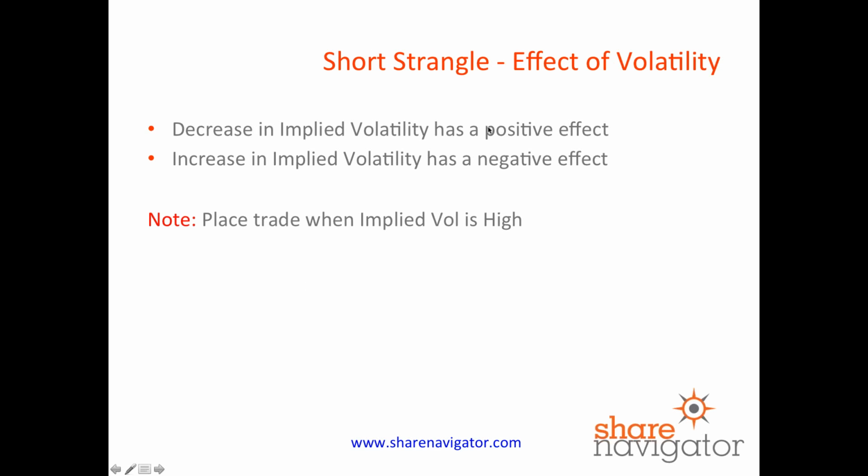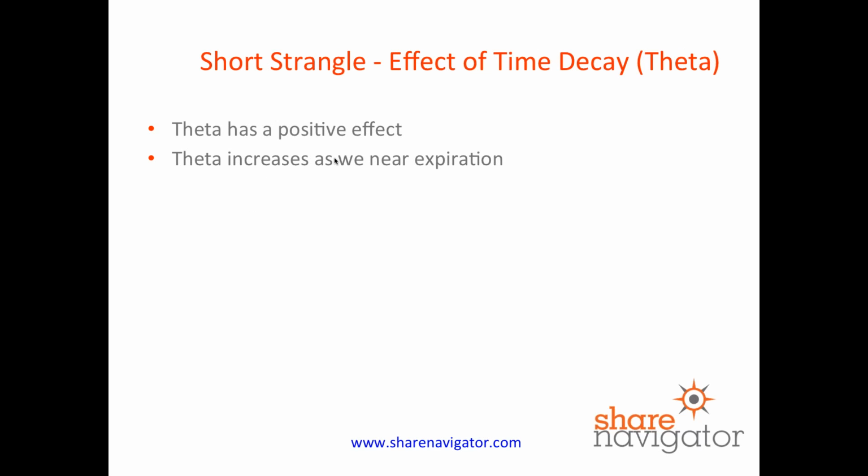So what is the effect of volatility on a trade like that? Well, the decrease in implied volatility has a really positive effect. We showed you the chart on that. And an increase in implied volatility has a negative effect. So note that we placed this trade when implied vol was high. Again, time decay, so theta, it's just a dollar amount for how much your options devalue every single day. That's positive for a trade like this. Don't forget, we've sold time, we've sold theta. So every day that passes by, theta has a positive effect on our trade.